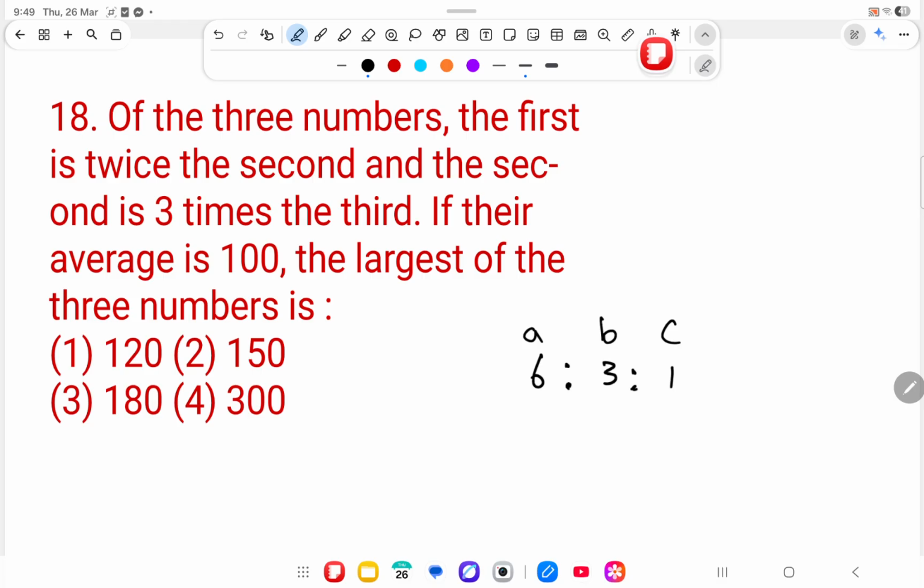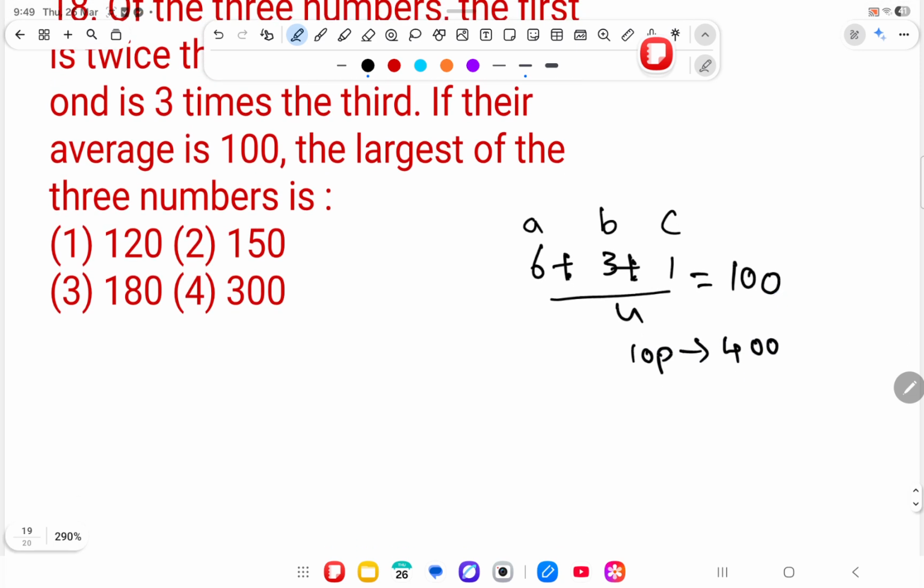If their average is 100, my average means sum by 4 is equal to 100. Then 6 plus 3 plus 1 is 10 parts. 10 parts become 400. Then what they are asking? The largest of the three numbers. Largest means 6 parts. If 10 parts I get 400, then 6 parts will be less than that. So less by more into 400. 0, 0 got cancelled, 240.